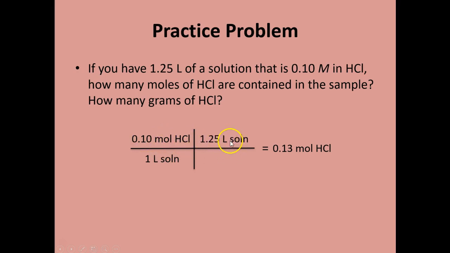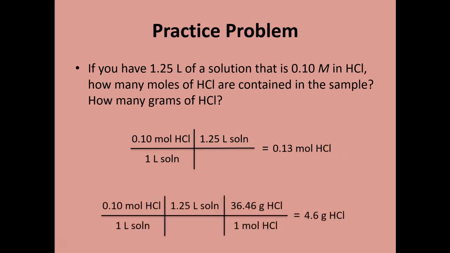My measurement is I got 1.25 liters of solution. And I know that its molarity is 0.1 mole per liter. Remember, molarity means moles of solute per liter of solution. And so I take my 1.25 liters of solution, I multiply it by 0.1 mole per liter. That cancels out liters of solution. I'm left with the unit of moles of hydrogen chloride. I do the operation, I get 0.13 moles of hydrogen chloride.